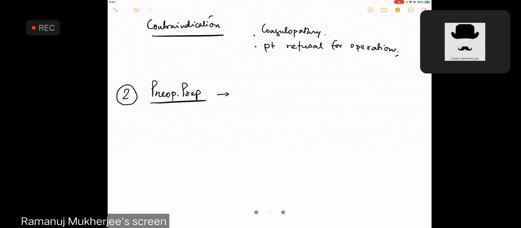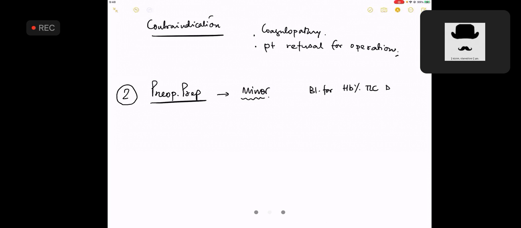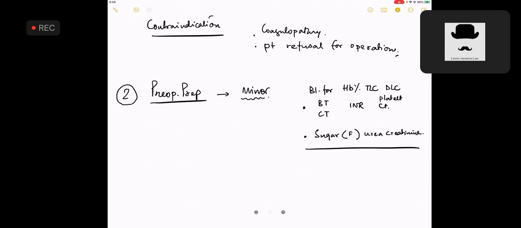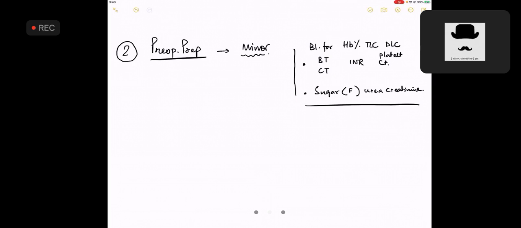Step number 2 is preoperative preparation. Usually all the minor pre-ops will at least require you to have a blood test for hemoglobin, TLC, DLC, DT, CT. Some people also do the INR and the platelet count. If they are known diabetics, it is good to have at least a fasting sugar and a urea creatinine. This is the bare minimum investigations required for a minor operative. For major operatives, we will have the longer list, not like this.